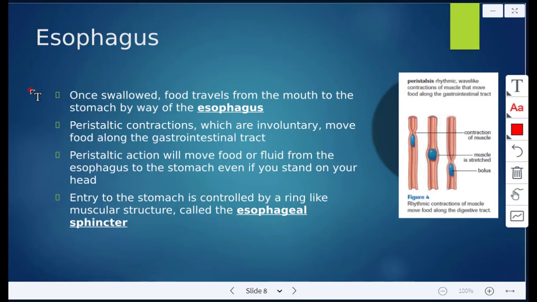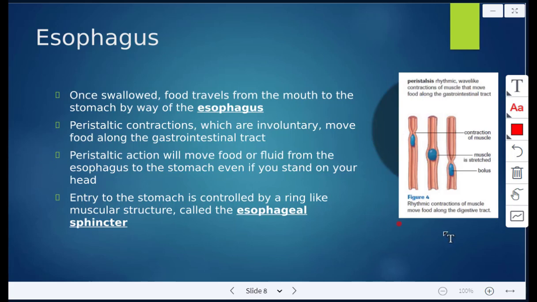All right, so once you've swallowed, food will now travel from the mouth to the stomach by this long tube called the esophagus. And there are these contractions called peristalsis. It's a rhythmic wave-like contraction of muscle that will move food along the gastrointestinal tract. It will move food or fluid from the esophagus to the stomach, even if you're standing on your head, because of that peristaltic action.